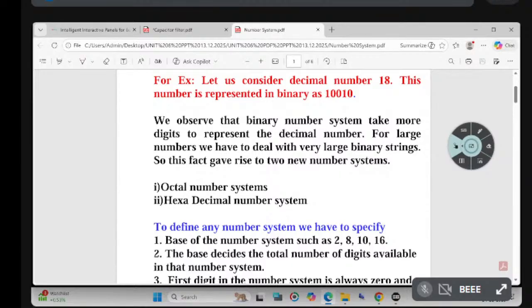After that we'll convert into binary, again convert into decimal, depending upon the situation. Finally, what the computer understands is binary only. We are reducing it just for ourselves, that's all. Clear, all of you? Right. So the first point: to define any number system we have to specify a number system.